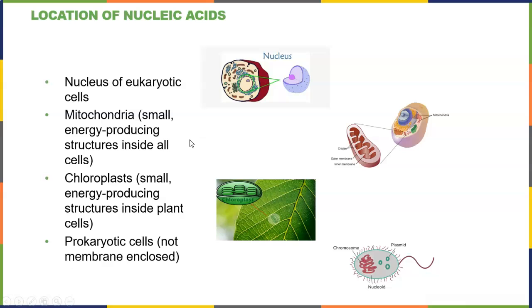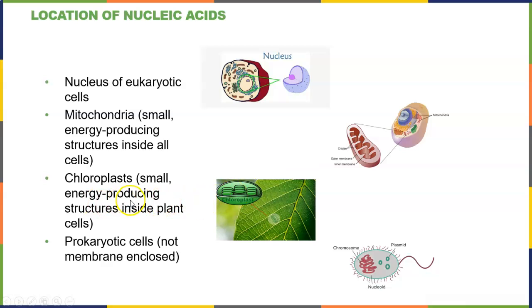The structures that make energy within a cell are called mitochondria, and here's a picture of a mitochondrion. We'll talk more about these later on. But interestingly, mitochondria have their own DNA. So they have a different set of DNA than is restricted to the nucleus. And we'll talk about why. Chloroplasts do too.